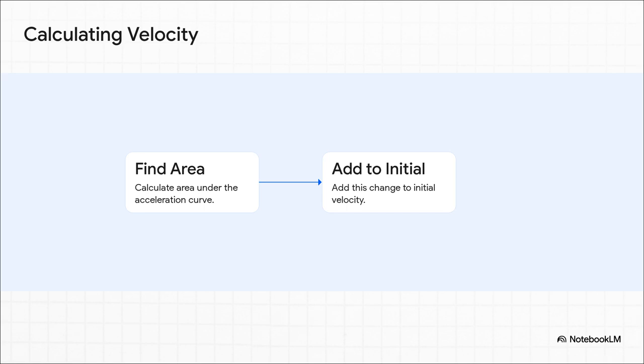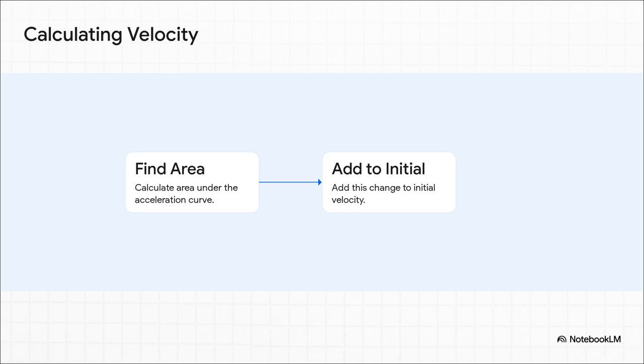The driver starts to accelerate to finish strong, and the graph of her acceleration forms a triangle. So step 1, we just calculate the geometric area of that shape. Our basic formula for the area of a triangle is 1/2 times the base times the height, right? The driver accelerates for 8 seconds, so that's our base. Her peak acceleration is 6 meters per second squared, which is our height. So 1/2 times 8 times 6 equals an area of 24.